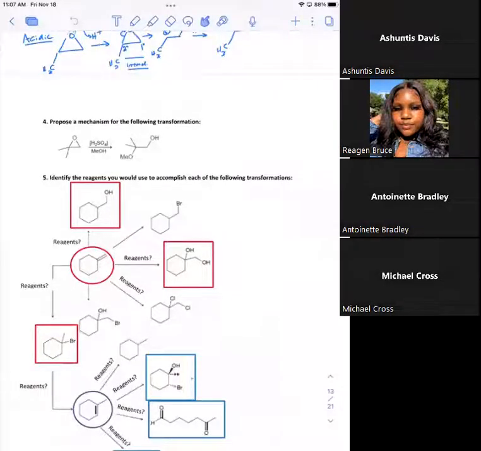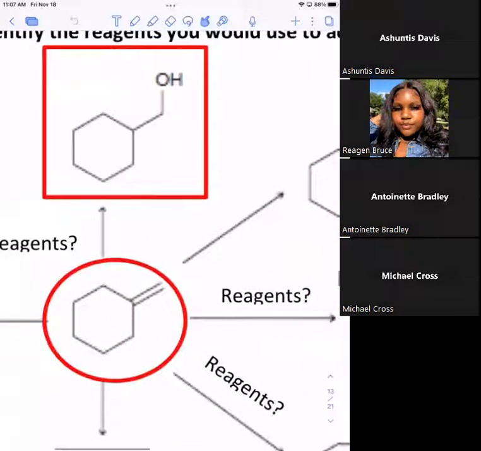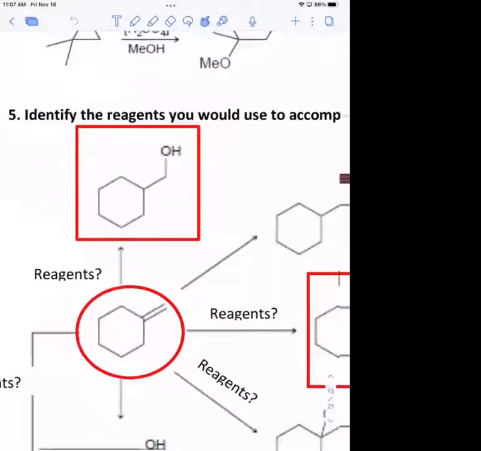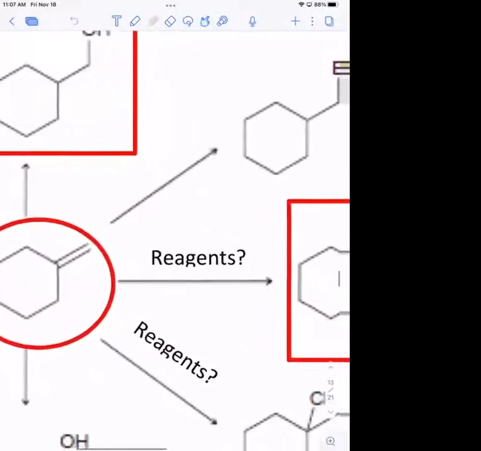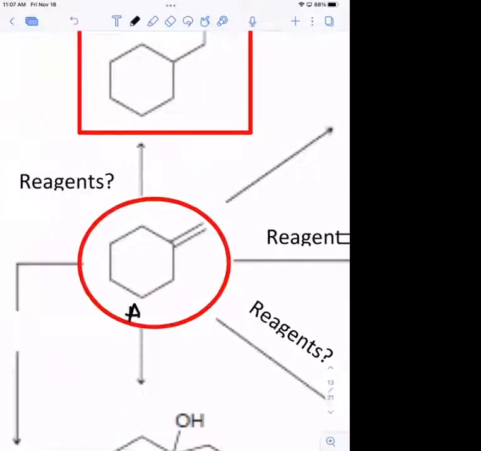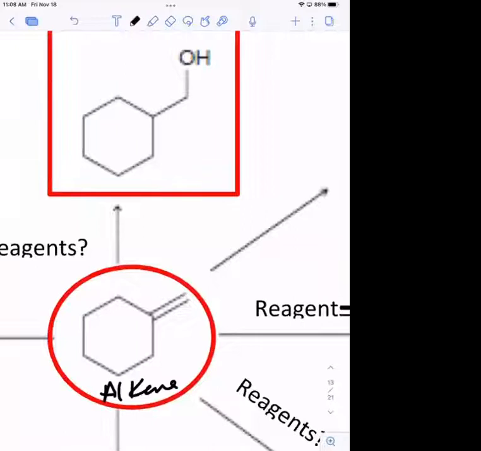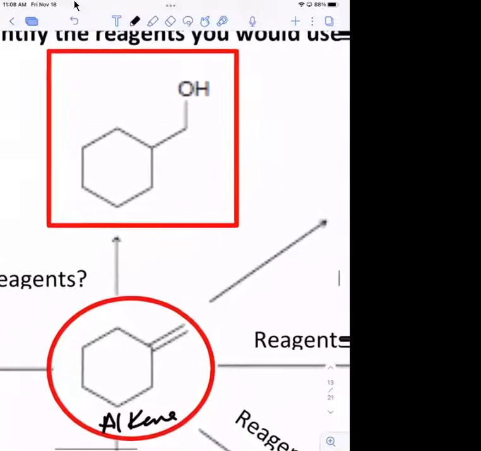All right, so let's do that. We're going to start with this alkene, and we're just going to go around this reaction wheel. All right, so let's start here. We've got an alkene that we're starting with, and we've converted it to an alcohol, but the location of that OH group matters.